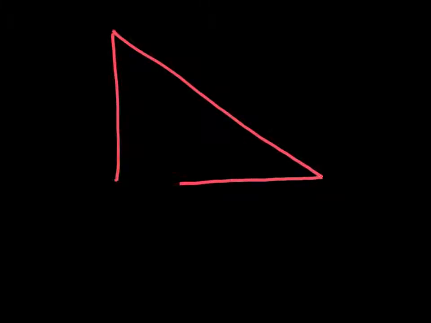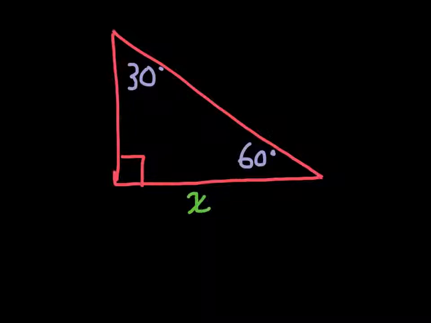So, in trigonometry, we have something called special triangles. One special triangle is called the 30, 60, 90 triangle. Okay? 30, 60, 90 means that it has special side lengths. So the side lengths are x, x root 3, and 2x.